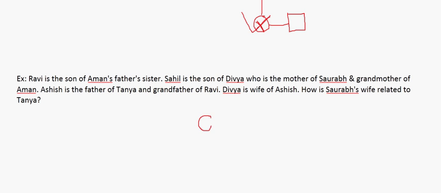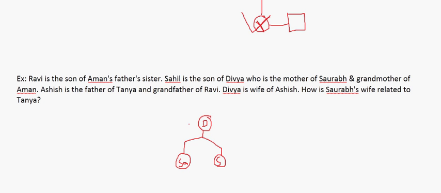So we can construct a circle for Divya, right? And Sahil is son of Divya. So here is Sahil. SA, let's put SA for Sahil. Who is mother of Saurabh? So there are two sons, Saurabh and Sahil. Let's put S for Saurabh. And grandmother of Aman. So Aman is either son of Saurabh or Sahil. We don't know, right? So let's leave it as of now.